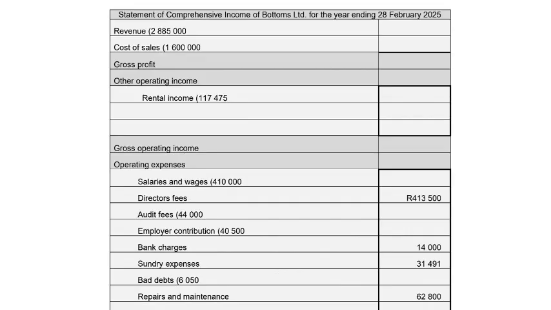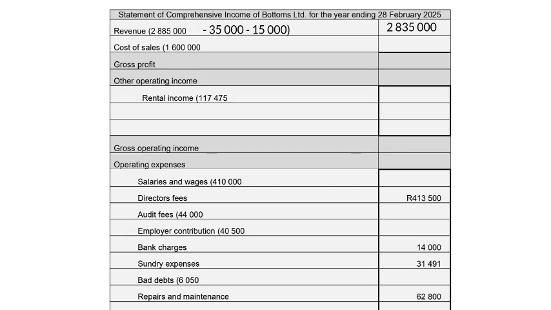To complete the statement of comprehensive income of Bottoms Limited for the year ending 28 February 2025, we are going to start with our revenue of 2,885,000 Rand. We are going to minus 35,000 and minus 15,000. And that will give us a new revenue of 2,835,000 Rand. The 35,000 is your debtors' allowances, and the 15,000 was the damaged goods that were returned from adjustment 2.1.